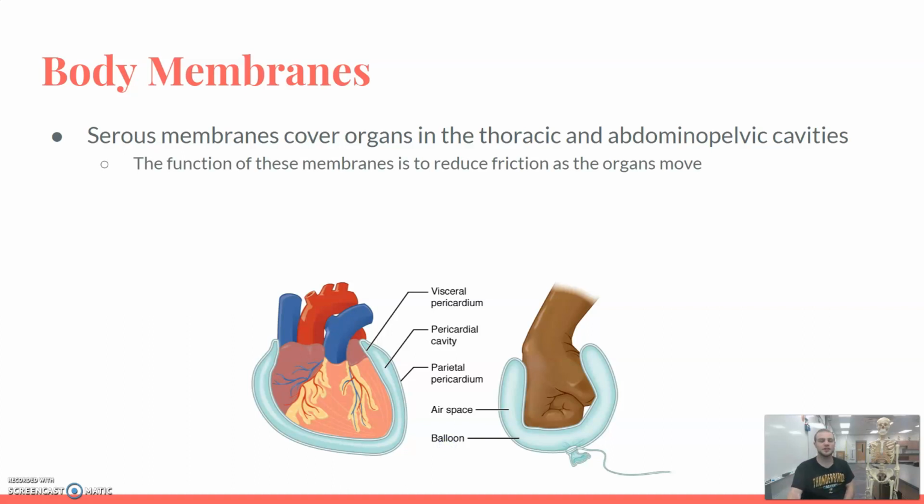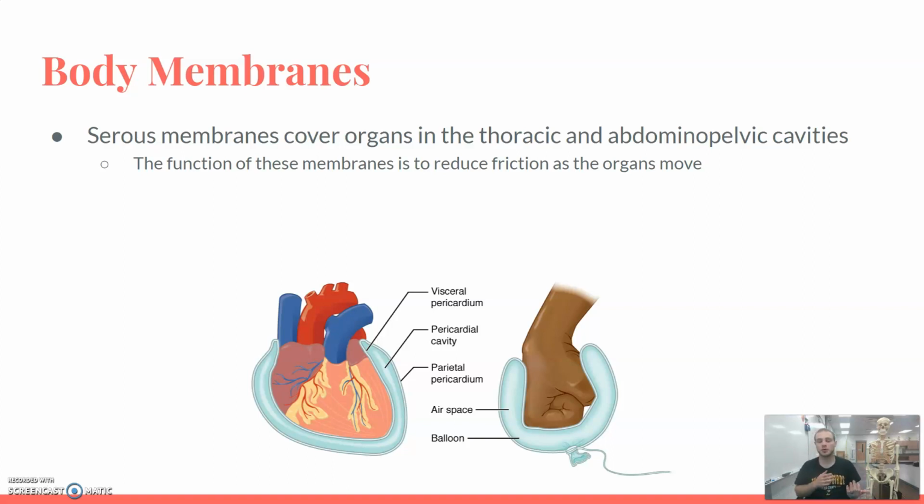But the function of these serous membranes here is to reduce friction as these organs move. Think your heart is beating about 1 time per second. So each second you have this heartbeat. That can build up a lot of friction, and with a lot of friction you get a lot of heat. With a lot of heat, you have the chance to damage a lot of your tissues here. You really don't want to damage your heart or your lungs. Obviously, that makes life very difficult.